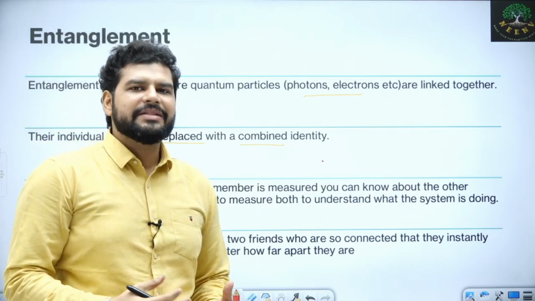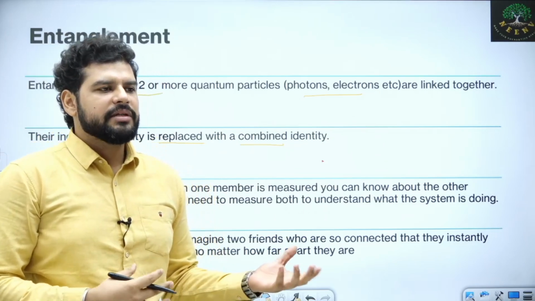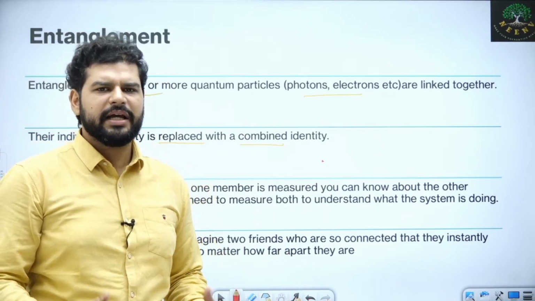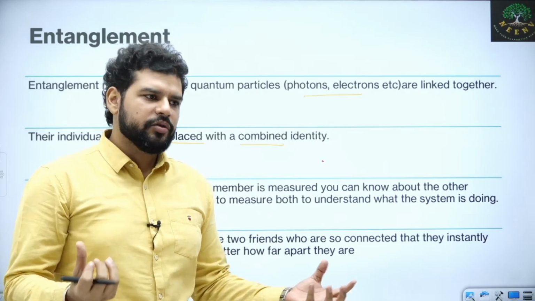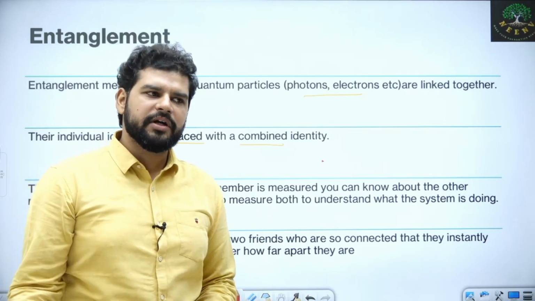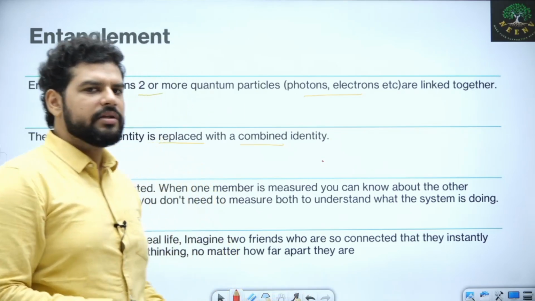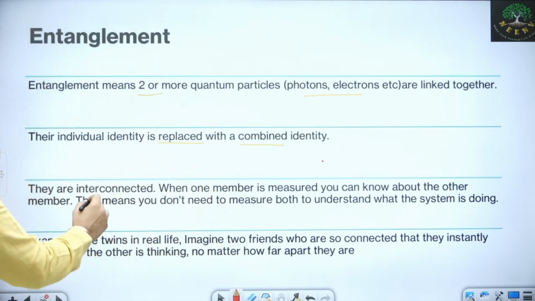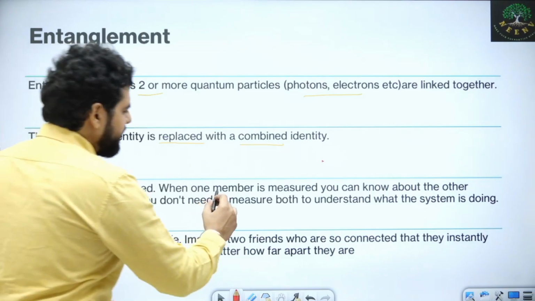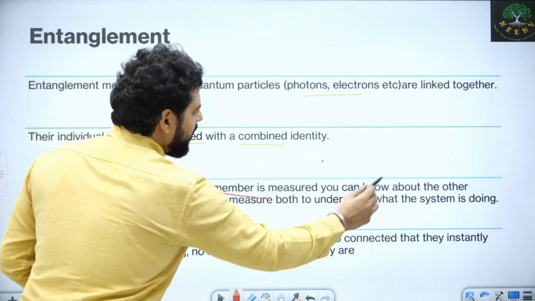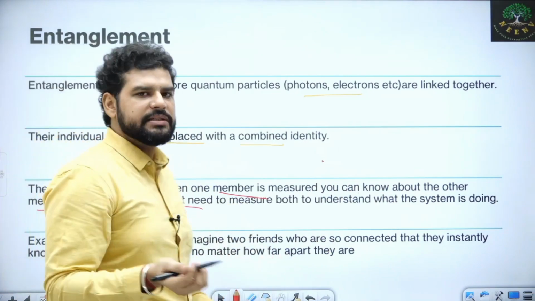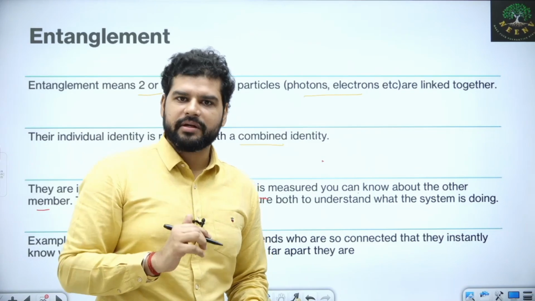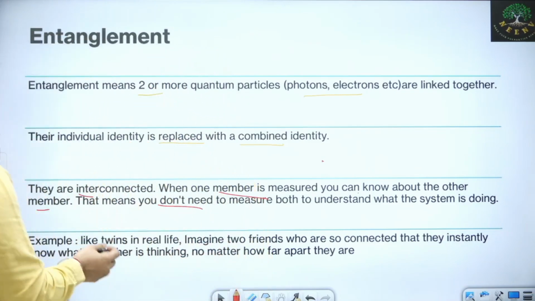Let's say there are two best friends, right? If something happens, the other one knows. Or let's say twins who are deeply psychically connected. If something happens to one twin, it will inform the other twin. They'll get a feeling, so they are interconnected. When one member is measured, you can know about the other member. That means you don't need to measure both to understand what the system is doing. Very clever. For example, like twins and two friends, which I've just discussed.